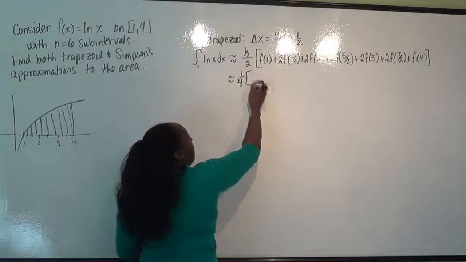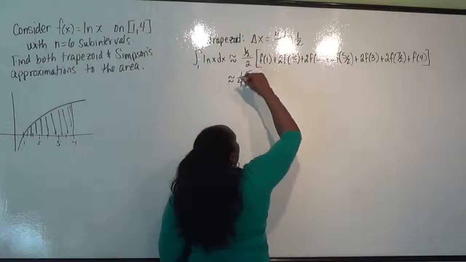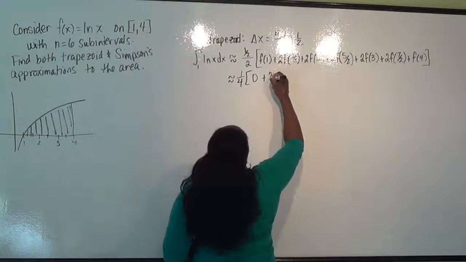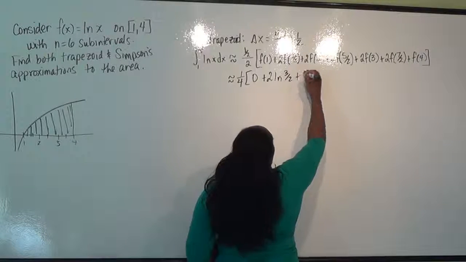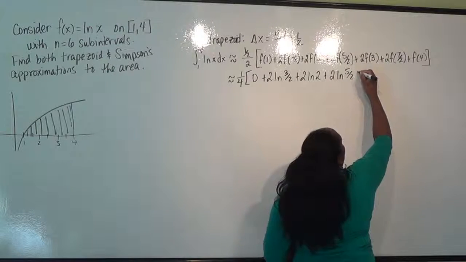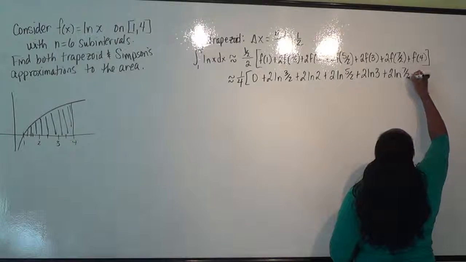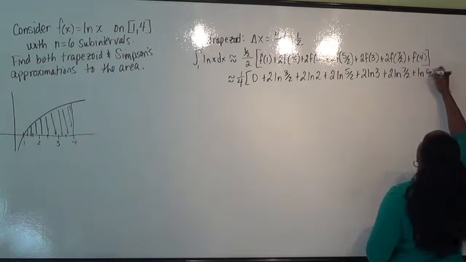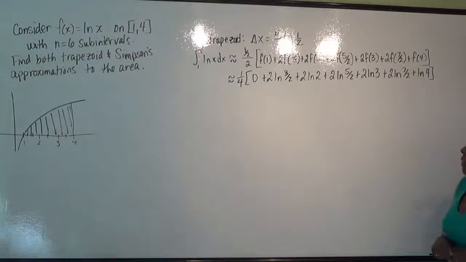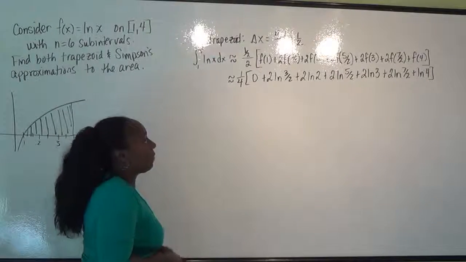I'm going to clean that up. So 1/4. Now I'm plugging my values into my f of x. So f of 1, natural log of 1 is just 0. 2 times the natural log of 3 halves. 2 times the natural log of 2. 2 times the natural log of 5 halves. 2 times the natural log of 3. 2 natural log of 7 halves. And then finally natural log of 4. Now that I've got all of my trapezoid heights in there, it's just a matter of simplifying.